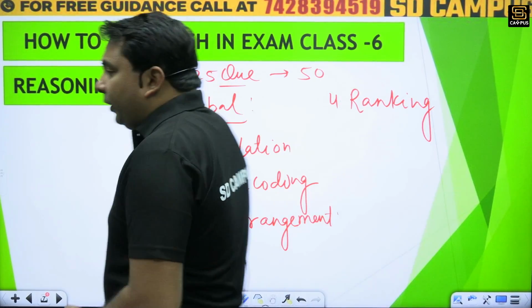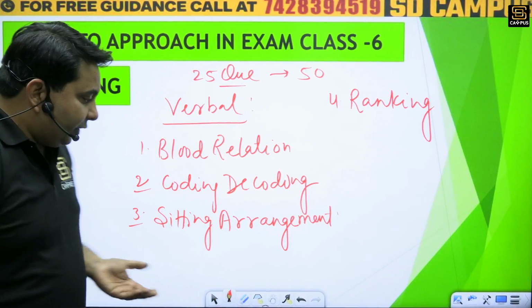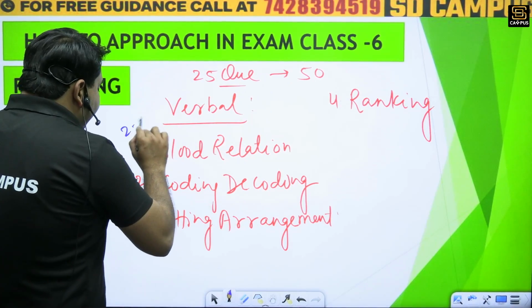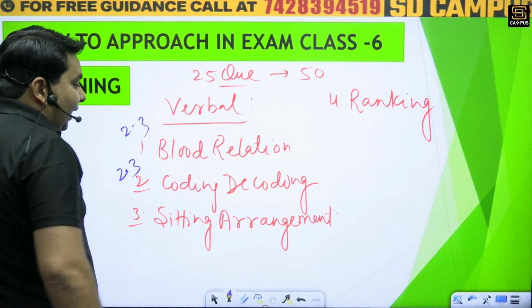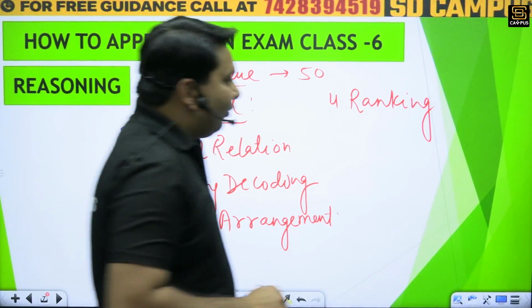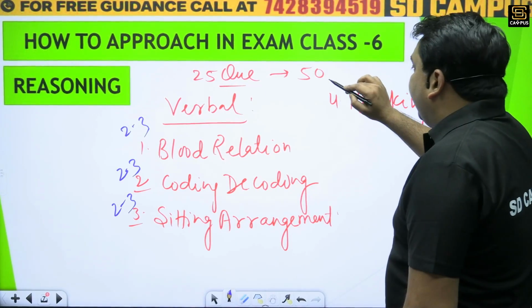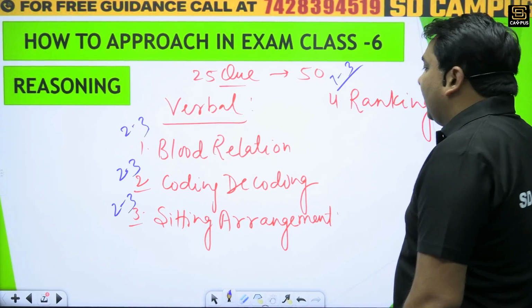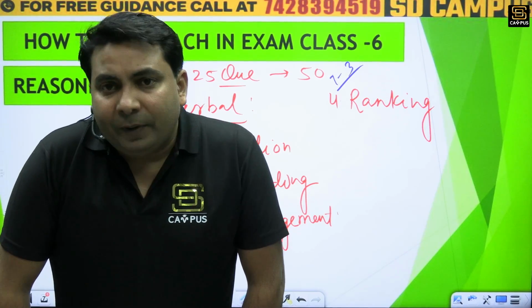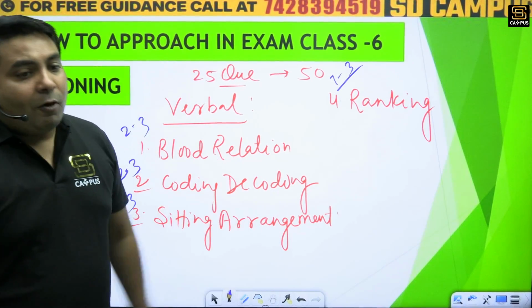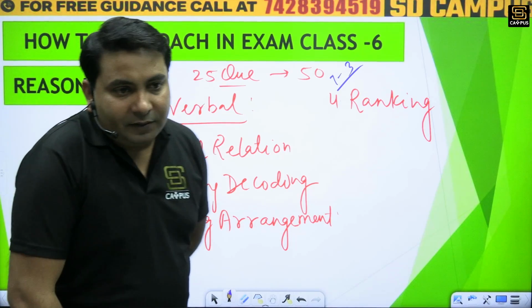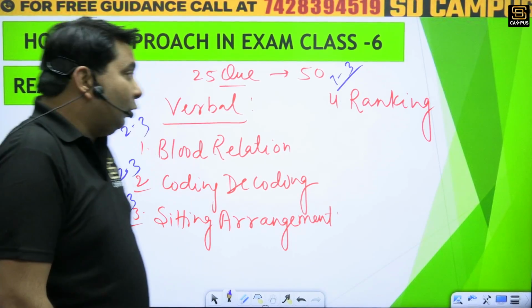And according to the last 3-4 years of examinations, 2 to 3 questions are asked from blood relation, and 2 to 3 questions are asked from coding decoding. 2 to 3 questions are definitely asked from sitting arrangement, and 1 to 3 questions were definitely asked in previous examinations from ranking. So these topics are very important, and you should cover all these topics for class 6 and for class 9 also, especially.